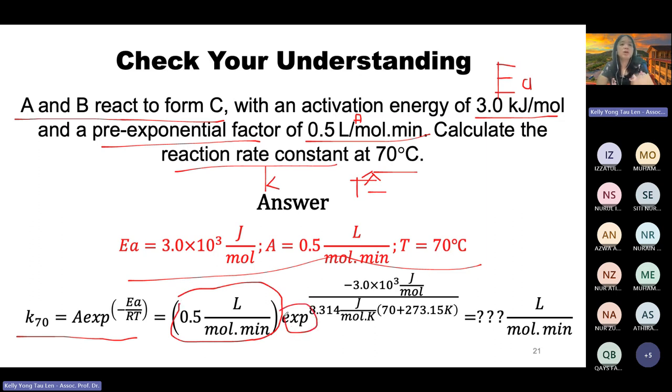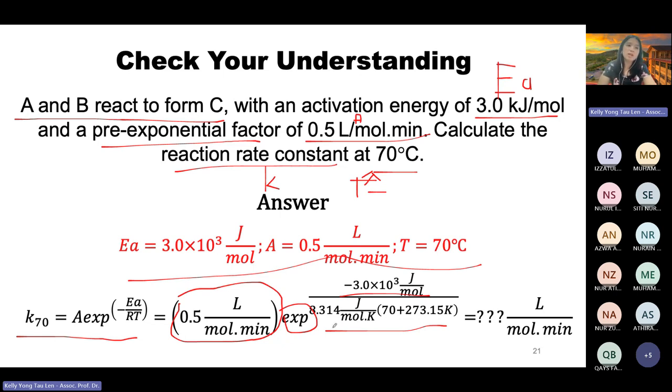Exponential. I hope you know how to use your calculator to get the exponential of minus EA per RT. The first challenge is to make sure you know which R you want to use. If your EA is in kilojoule or joule specifically, then you will use 8.314.